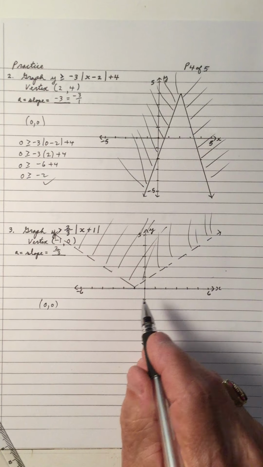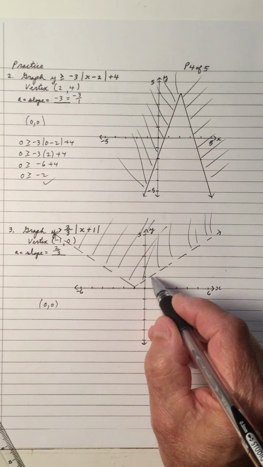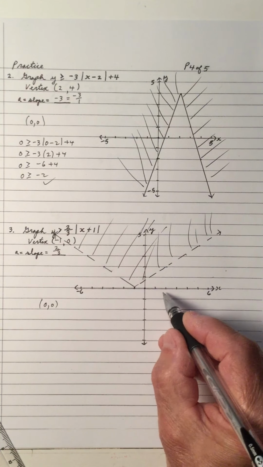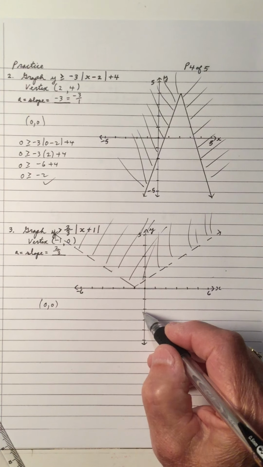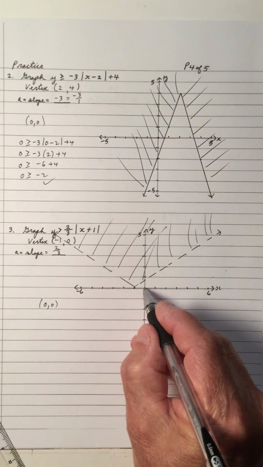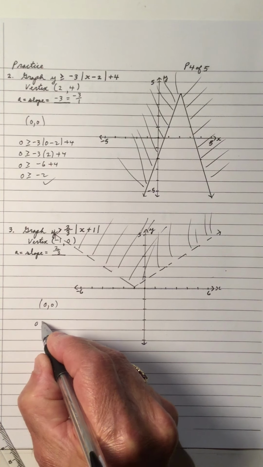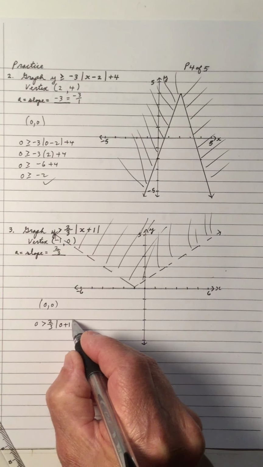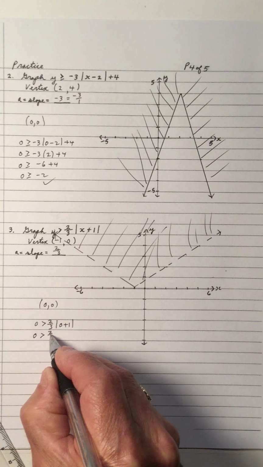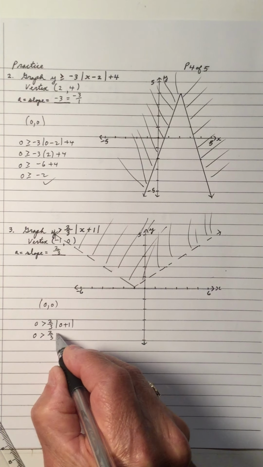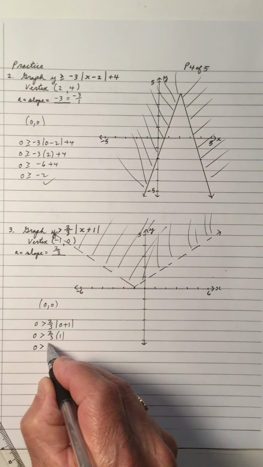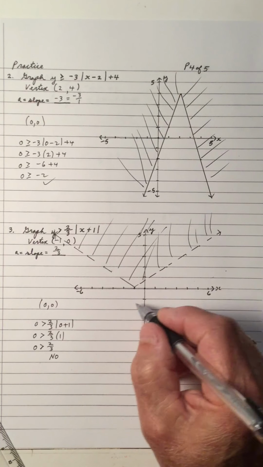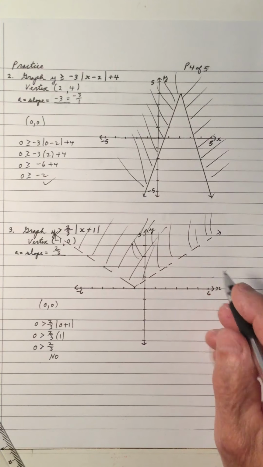Now, if you do not have the point (0, 0), and if the graph passes through the point (0, 0), then pick another point with a 0 on it. Pick this one (3, 0), or pick this one down here, or wherever you want. But this point is not going to be true. So y is 0, greater than 2/3 absolute value of 0 plus 1. 0 greater than 2/3, and that's a 1. Absolute value of 1 is 1. 0 is greater than 2/3. And that's no. So this point is not true. So I shaded in the right area. Perfect.